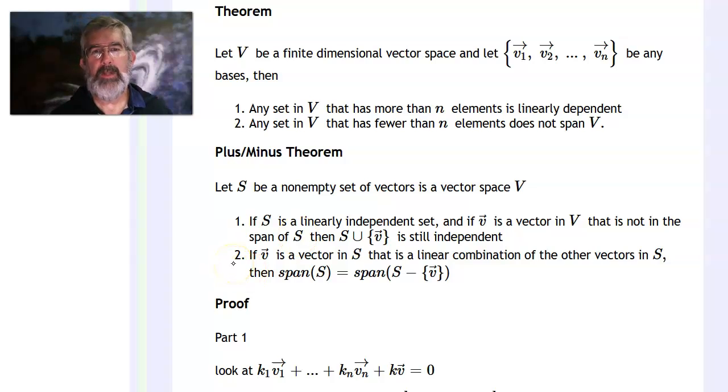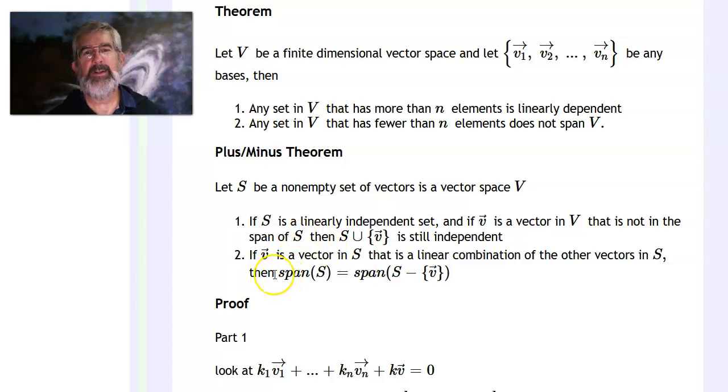And so that's one statement. And two, of the plus minus theorem, part one here is the plus part. If you have an independent set and you add another vector to the set that's not in the span of what you already have, then you still have an independent set. So you can increase independent sets to be bigger sets that are still independent, right? As long as you're picking something that's not in the span of what you already have.